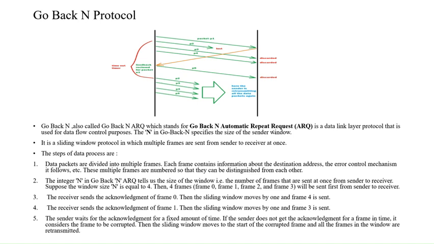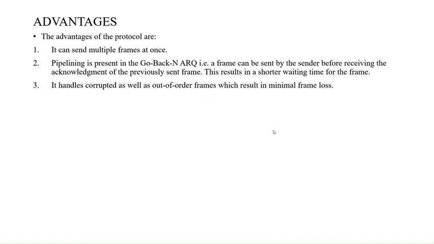Now, coming to the advantages and disadvantages of the Go Back N protocol. The protocol has the following advantages. It can send multiple frames at once. There is pipelining present in Go Back N ARQ, which means a frame can be sent by the sender before receiving the acknowledgement of the previously sent frame. This results in a shorter waiting time for the frame. It also handles corrupted as well as out of order frames, which results in minimal frame loss.